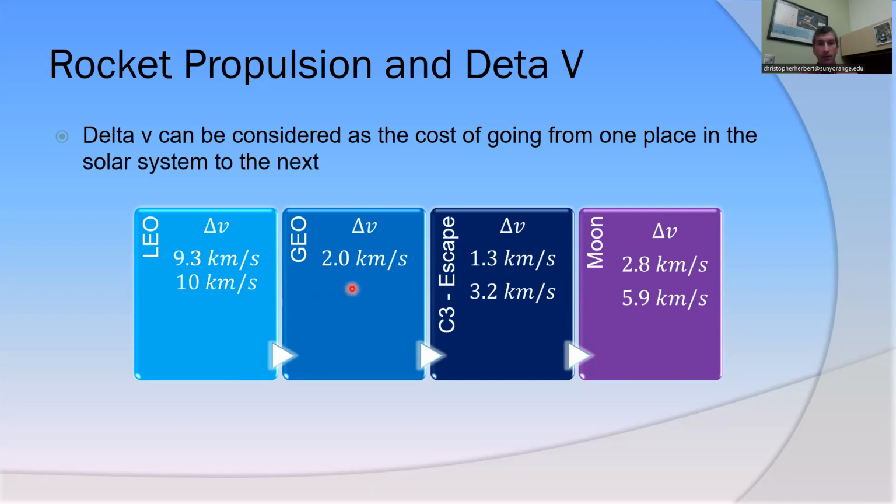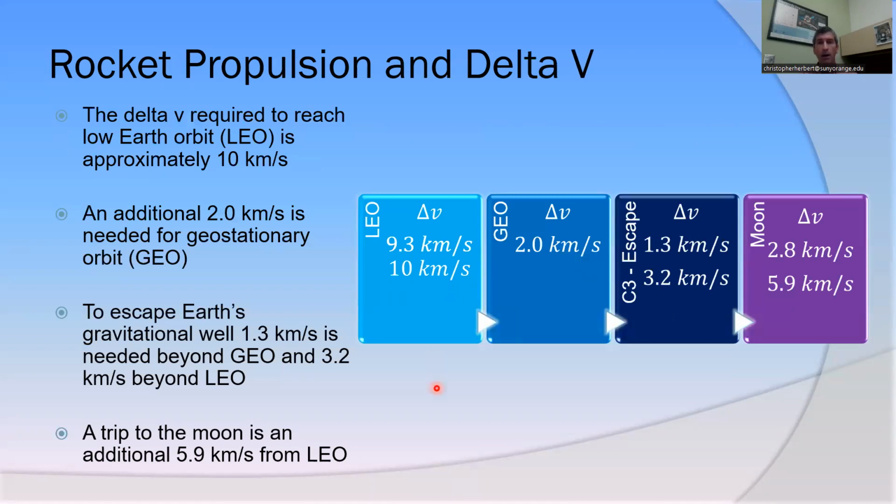If we want to go to geosynchronous orbit, we need an additional 2 kilometers per second on top of that. And then if we want to leave the Earth's orbit, basically its gravitational well, we need between 1.3 kilometers per second if we're already in geostationary orbit, and 3.2 if we're in low Earth orbit. And finally, to get to the moon, 2.8 from geostationary orbit, and 5.9 kilometers per second from low Earth orbit. So there is a cost to go.